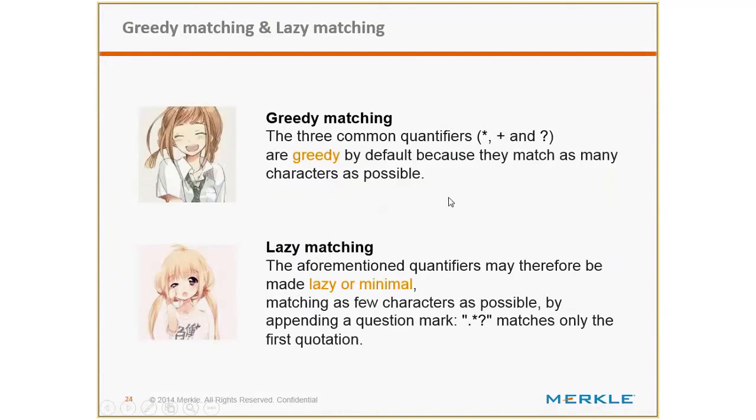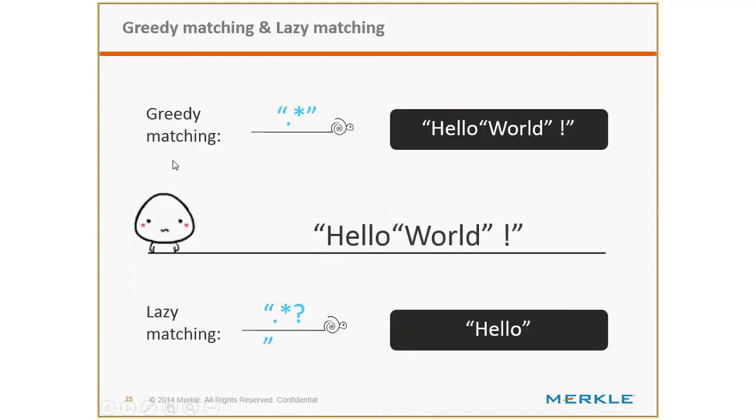Okay, the next is greedy matching and lazy matching. As I mentioned before, these three quantifiers are greedy by default. They will match as many characters as possible. And once you add a question mark after these three quantifiers, it becomes lazy matching. Here is an example string. If you use this to match, it will match all the string. It will match to the last quotation. And lazy matching, it will just match the second.